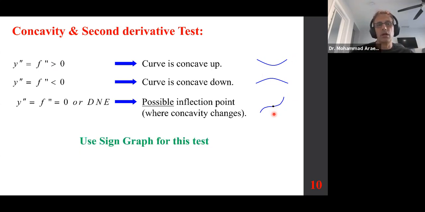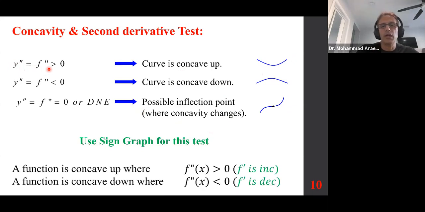And of course, how do you find all of these? Concave up, concave down, inflection point. You have to use a sign graph on y double prime or f double prime of x. A function is considered concave up where f double prime is positive. That means f prime is increasing. It was discussed. And it is concave down where f double prime is negative, or f prime is decreasing.